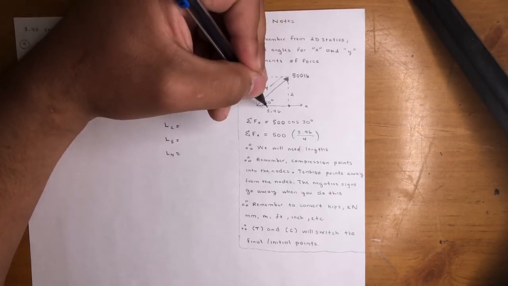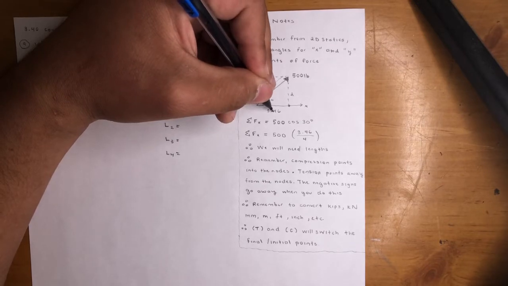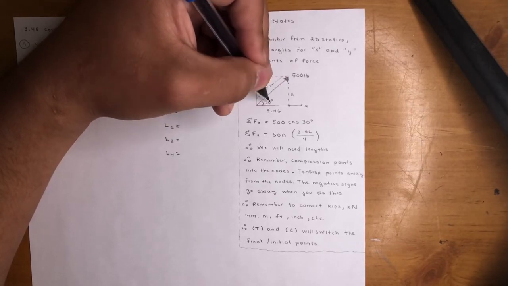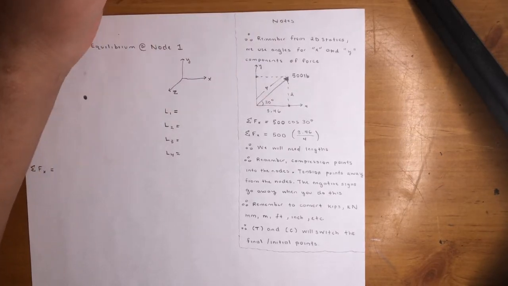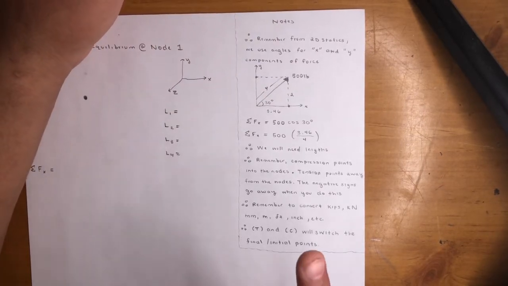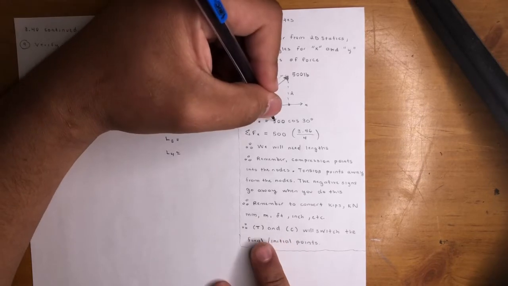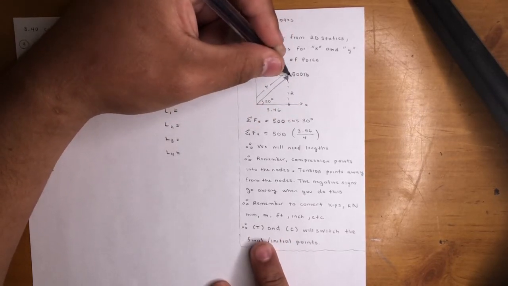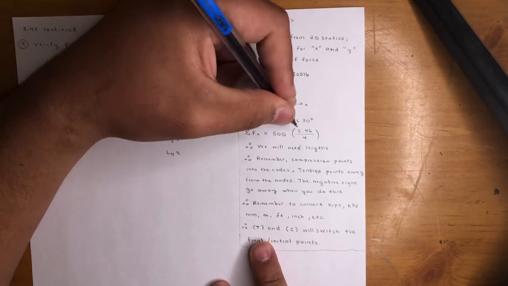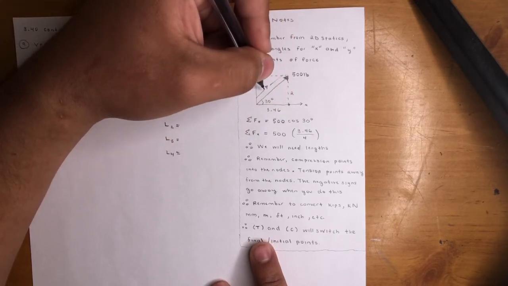You know from trigonometry, this length here is 3.46. This length here is 2, right? Cosine and sine of 30, opposite, hypotenuse, all that good stuff. Now, there's two ways you could do it in statics, if you remember. You could do 500 cosine 30 to get the x component of this force, or you could use 500 times 3.46 over 4. It's the same thing, right?